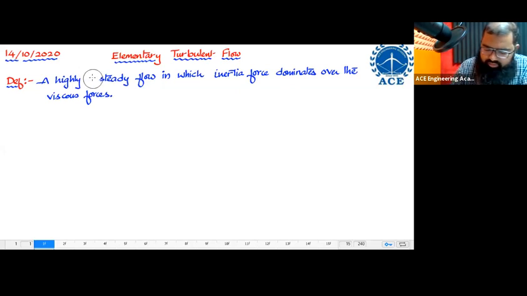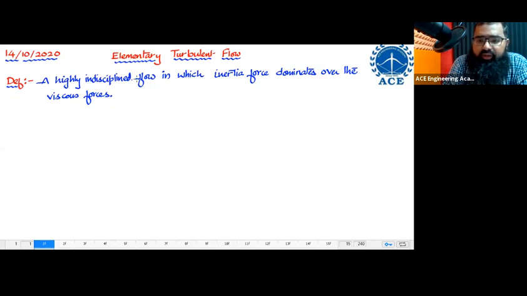Let me use the word indisciplined flow instead. A highly indisciplined flow in which inertia forces dominate over the viscous forces. Such a flow is called turbulent flow. Whenever inertia forces dominate over the viscous forces, please understand what the result is going to be: the fluid particles will move from one layer into other layers.